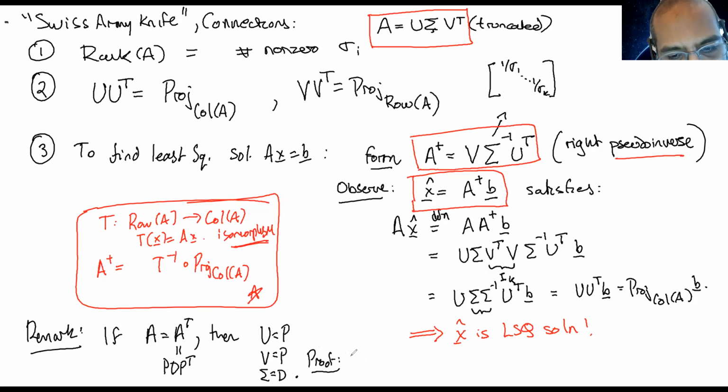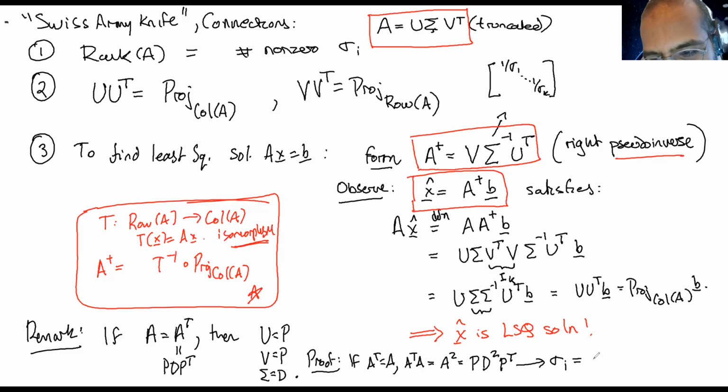Well, if A transpose equals A, then A transpose A is just A squared, and that has the same spectral decomposition with a D squared. You just square the eigenvalues. So this implies that the singular values, or I'm sorry, there's one change: the singular values are the square root of lambda i squared, which is the absolute value of lambda i. So sigma is the absolute value of every entry of D.